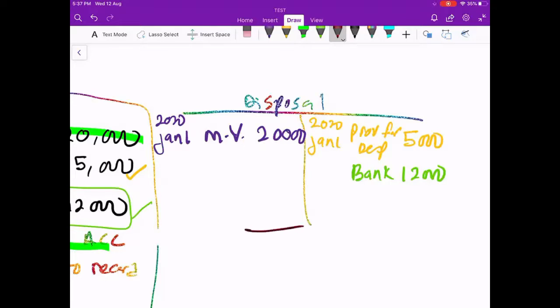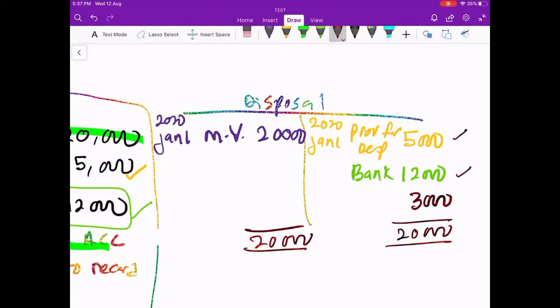So right here, 12,000, 20,000. Here also, 20,000. Take this 20,000 minus 12,000 minus 5,000. You get 3,000. This 3,000, the answer, the detail here will be income statement. This is your income statement.